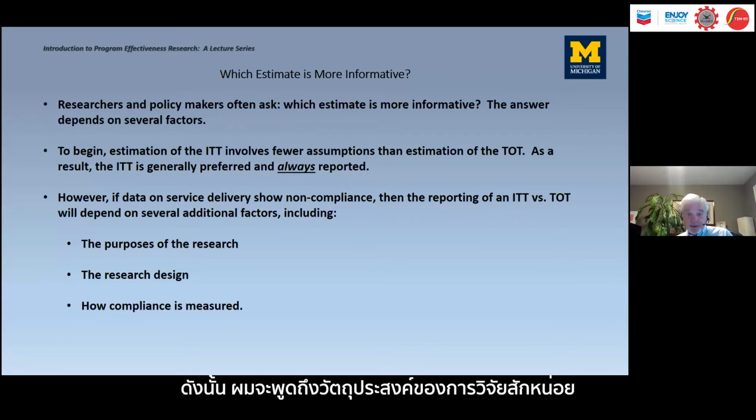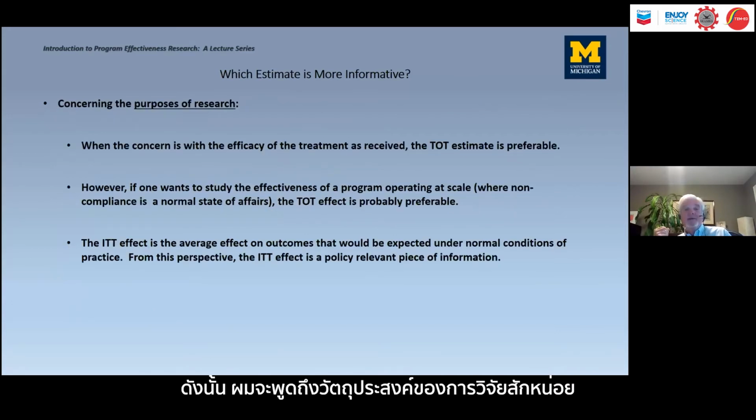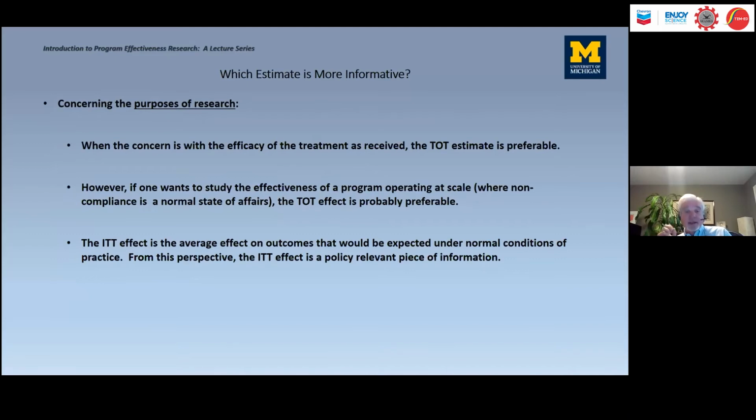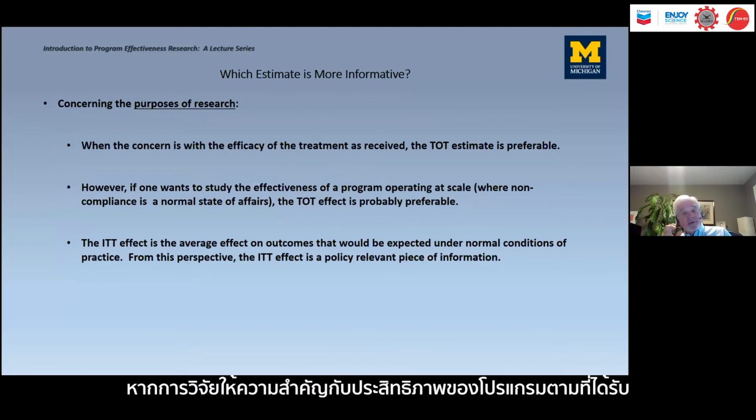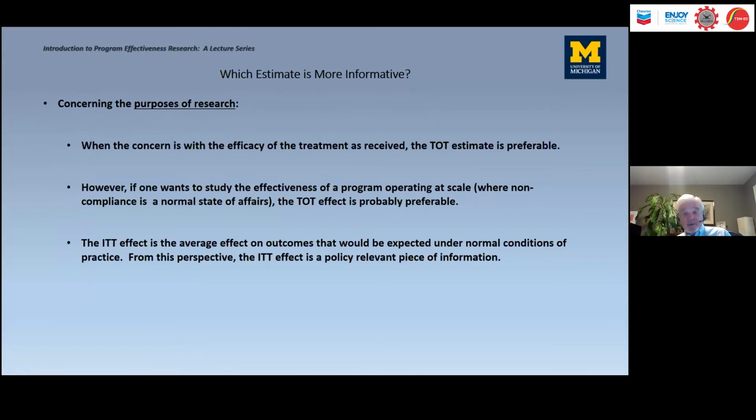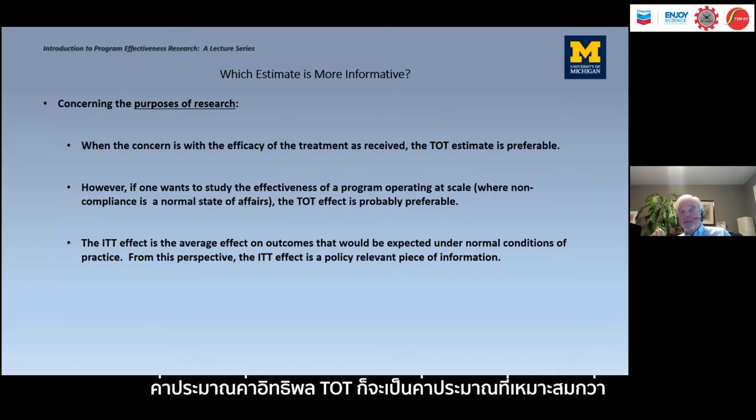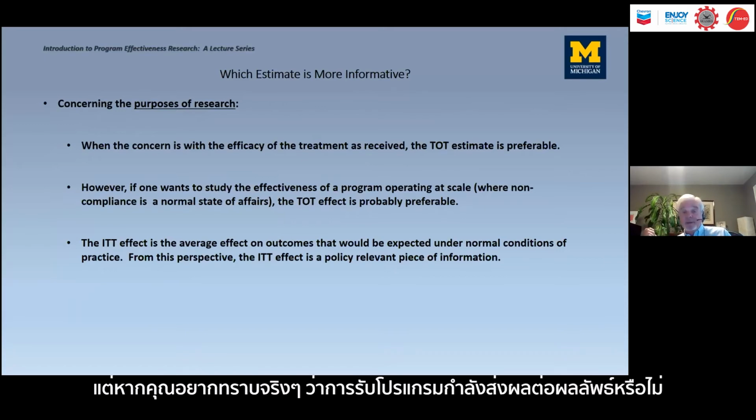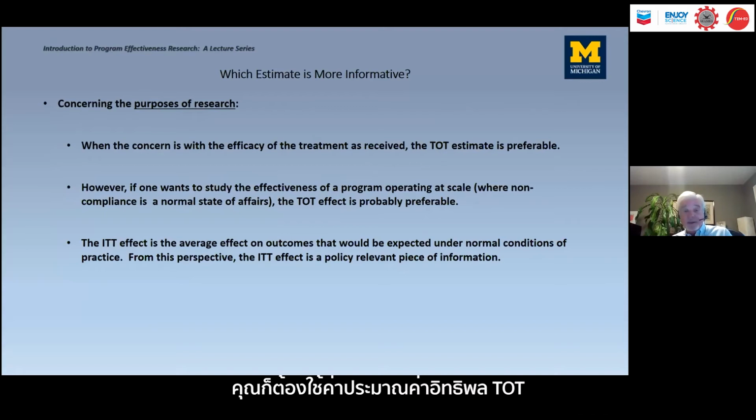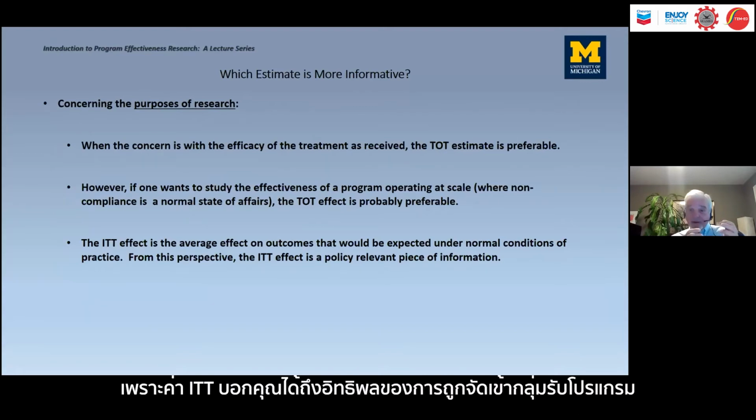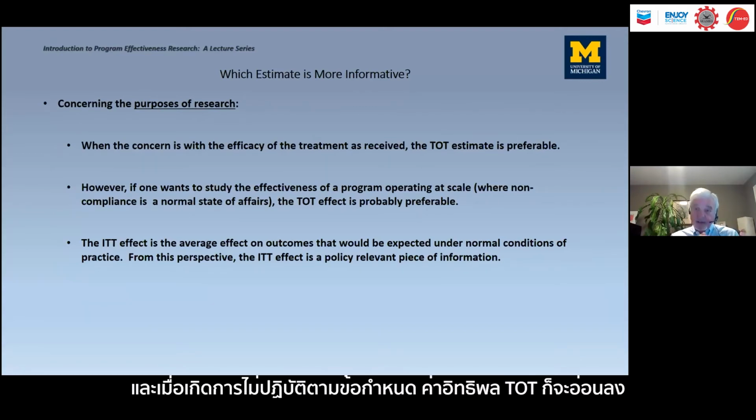So let me talk a little bit about that. Concerning the purposes of research, if the concern in the research study is with the efficacy of the treatment as received, then the TOT estimate is the preferred estimate. If you really want to know whether receipt of treatment is affecting the outcome, then you need the TOT, because the ITT is just telling you the effect of being assigned to treatment, and in the face of non-compliance, the effect is being watered down.